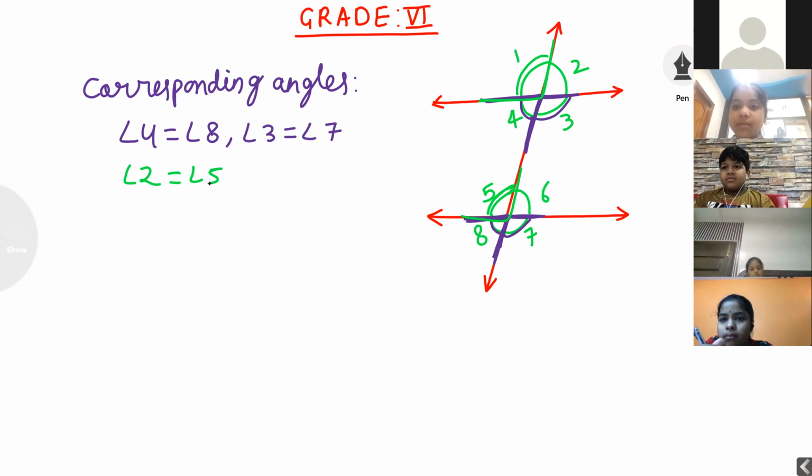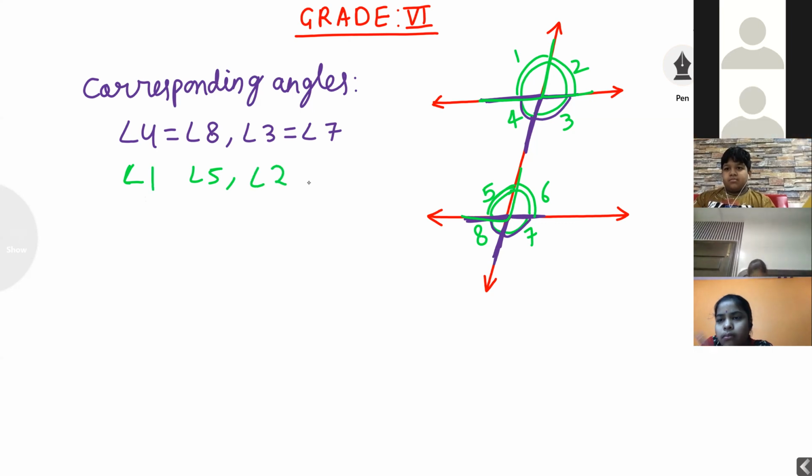If I have taken from the left side, I'm talking about the right side also. Angle 2 is up, angle 6 is up. Both are corresponding angles. Angle 1 is equal to angle 5. Angle 2 is equal to angle 6. I hope you got it.